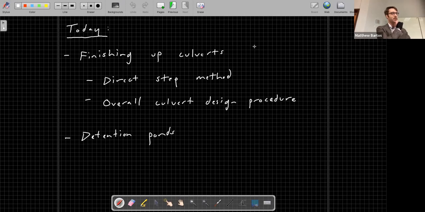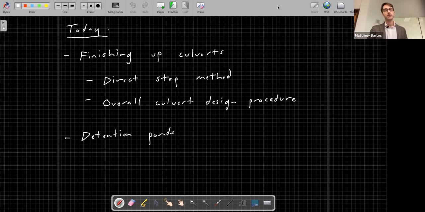Before I move into detention ponds, I want to finish up our discussion of culverts. Last time we talked about the design procedure for culverts flowing completely full. There is one more case, which is a culvert with outlet control that is not flowing completely full. In this case, you have to apply what is called the direct step method, which is essentially a full backwater analysis within the culvert.